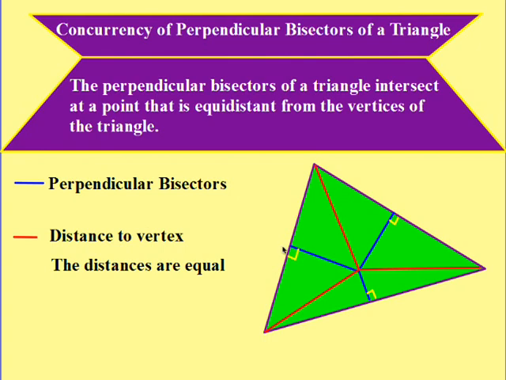Now the blue line represents the perpendicular bisectors, and the red lines represent the distance to each vertex, and what this theorem is saying is that those distances are all equal, so all of those red lines are the same length.